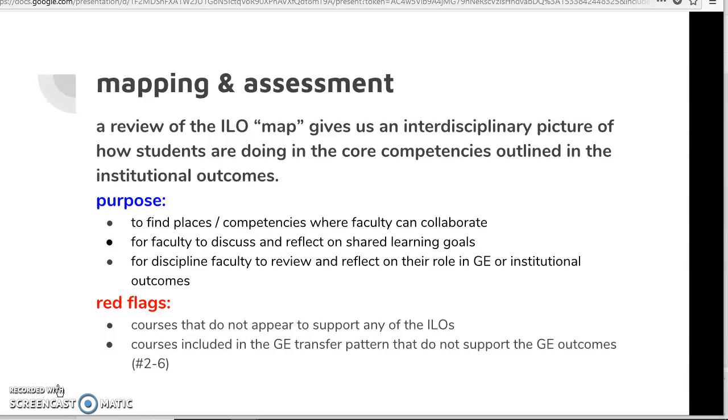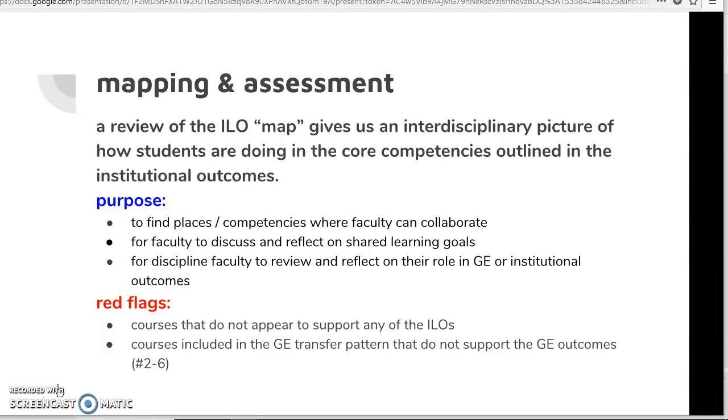Sometimes the courses might be in the GE transfer pattern, but they don't support specifically the general education outcomes. That's outcomes 2 through 6 of our institutional outcomes. So again, it's making sure that you've correctly identified where your course is contributing most to student institutional outcomes.